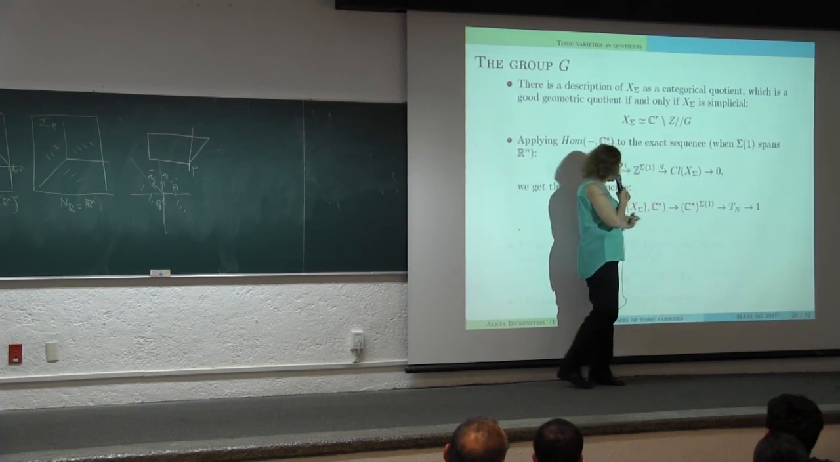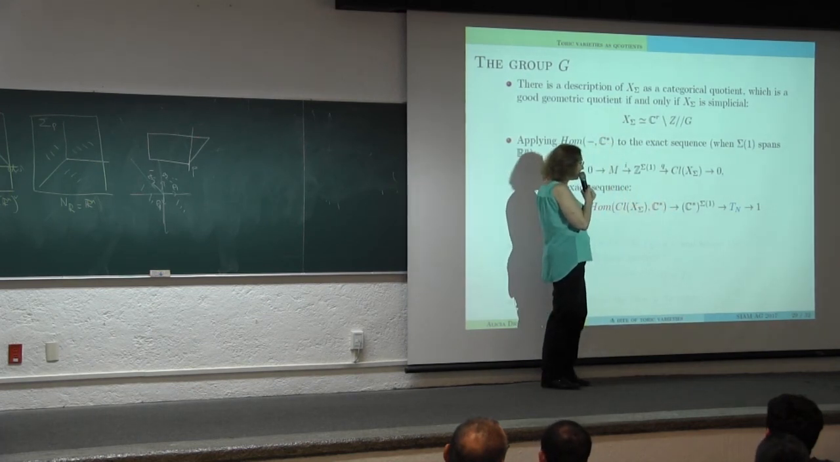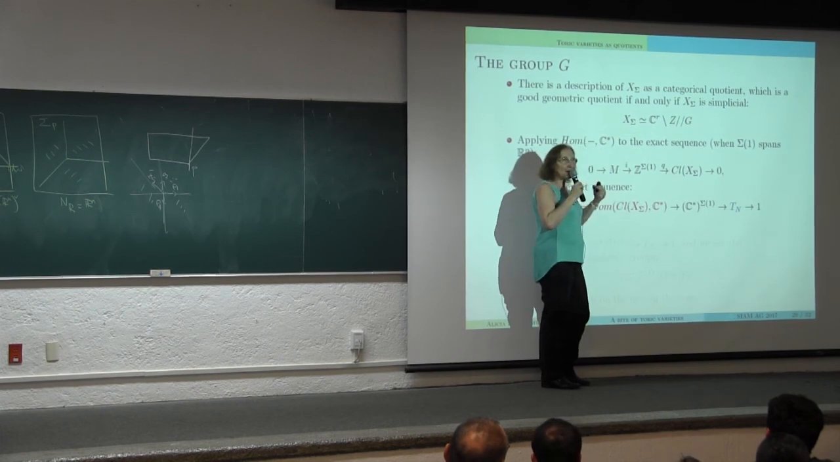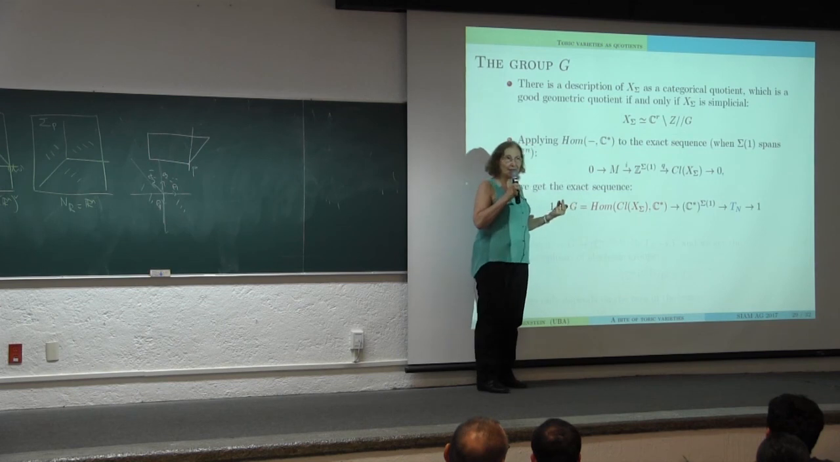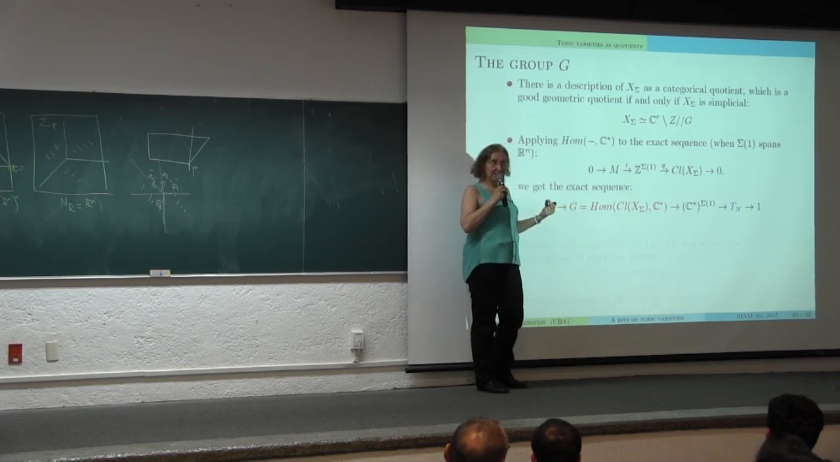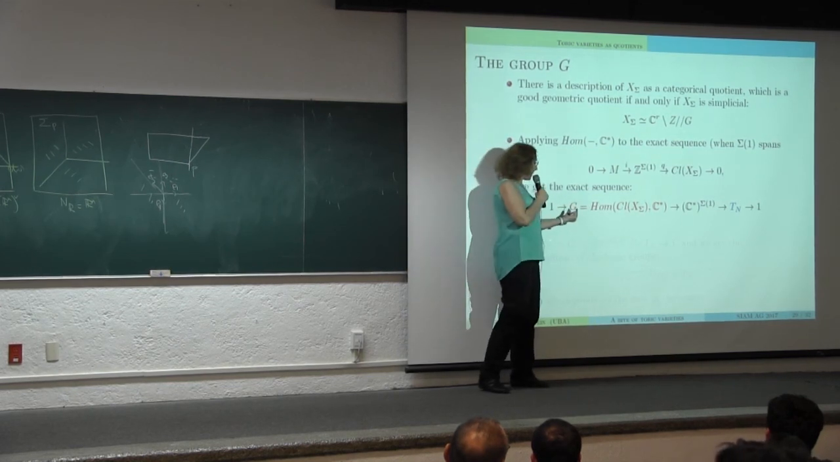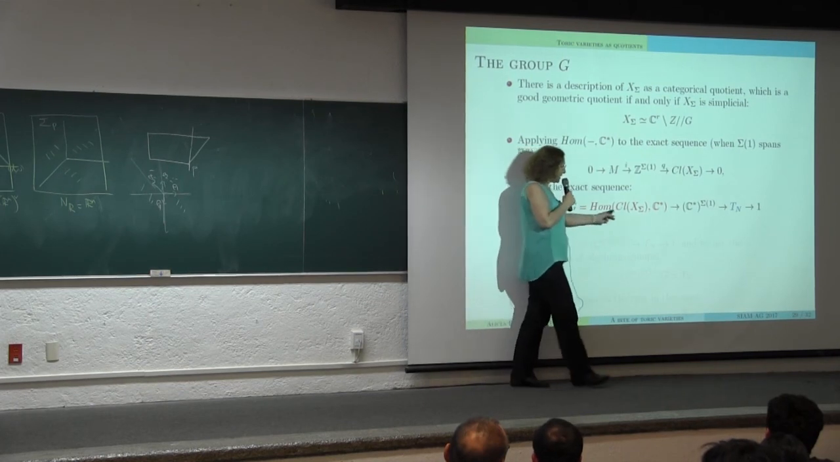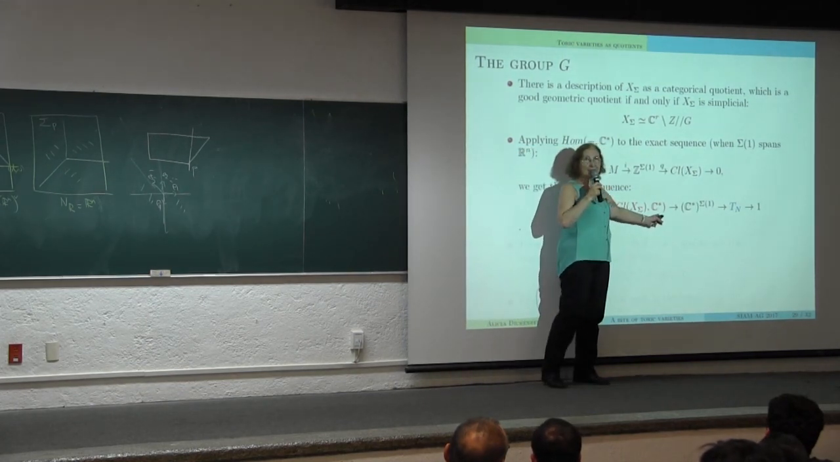So this group is contained in the torus, and it's given by some binomial equations. Some products are going to be equal to 1. It can be made very concrete, but I don't have time to do it. So I have this G, which is defined like this.